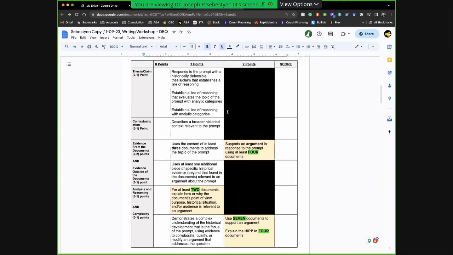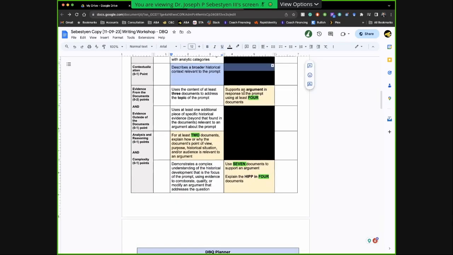But we haven't had an actual AP graded DBQ. So even though they've made it easier to get 7 out of 7 points, I'm not going to leave it until I see it. They might be grading other things harder. So no change to thesis, no change to context. The big changes come in evidence.